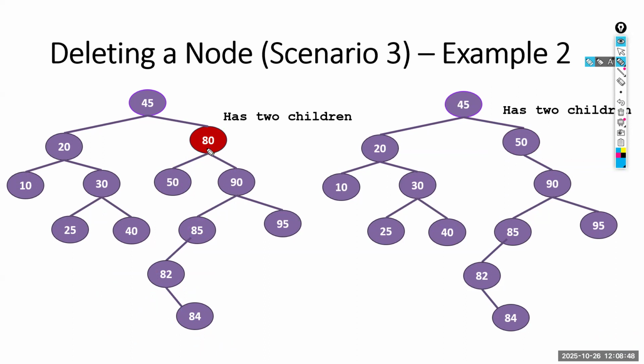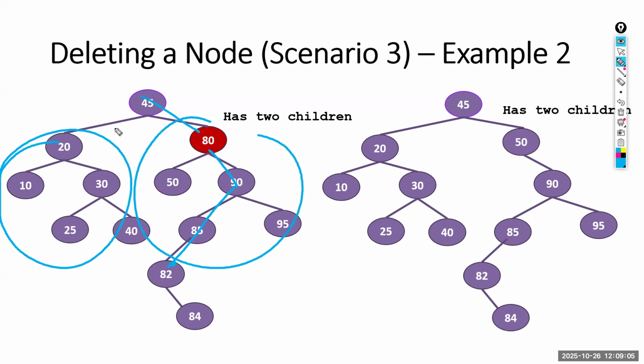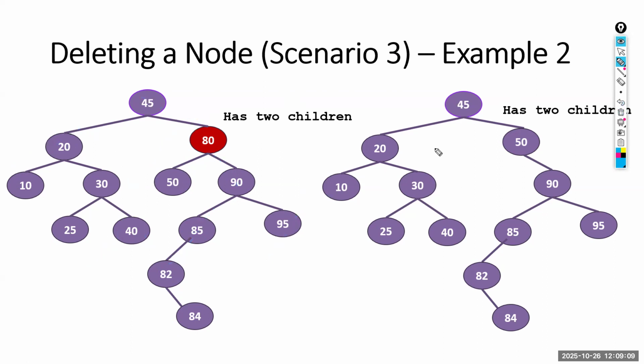So if you are in the right side, you need to find the in-order predecessor, right? But if you want to delete something in the left side, this is when you are in the right side of the rule. If the node to be deleted is in the left side, then you need to find the in-order successor.